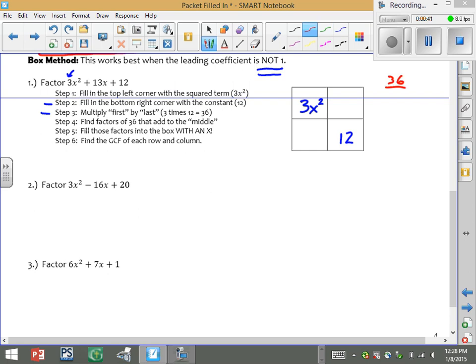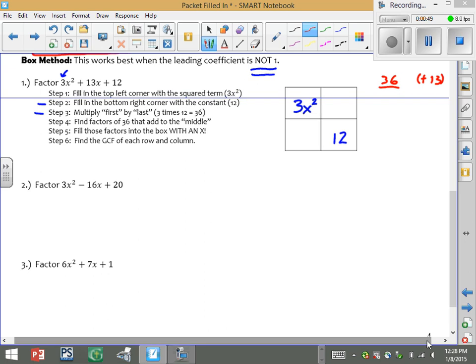Then we want to find the factors of 36 that add up to be 13, that middle term. You start thinking through: you've got 1 and 36. Well, that doesn't add up to be 13. You've got 2 and 18, not yet. You've got 3 and 12. You've got 4 and 9. Then all of a sudden, there's our factor group that adds up to 13. 4 plus 9 is 13.